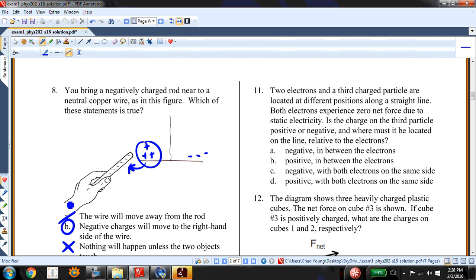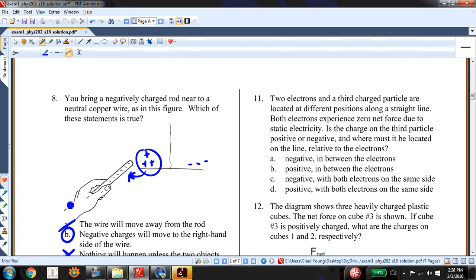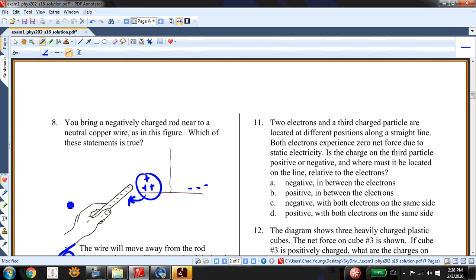Two electrons and a third charged particle are located at different positions along a straight line. Both electrons experience zero net force due to static electricity. Is the charge on the third particle positive or negative, and where must it be located on the line relative to the electrons? This is a little tricky.